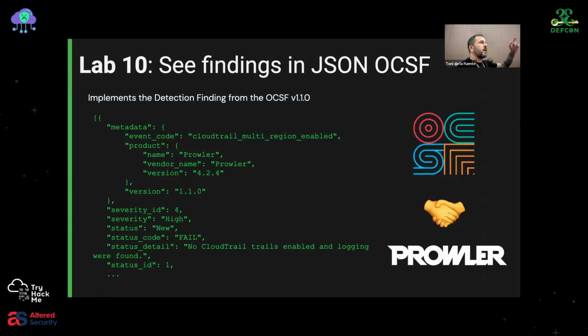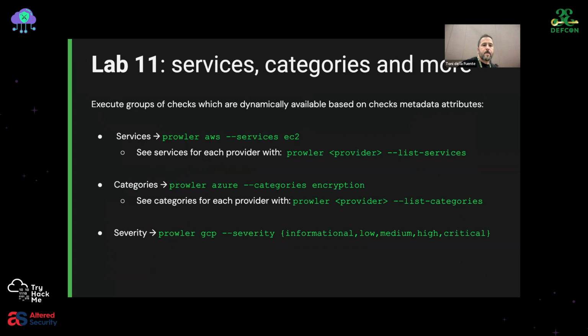The JSON OCSF. Who here is familiar with OCSF? OCSF is very, very good for integrations. It's a new open initiative supported by AWS, Microsoft, Google, Splunk, all the big guys. So it's good, and that is our native format. Also, you can scan based on resources, services, categories, and severity as well.